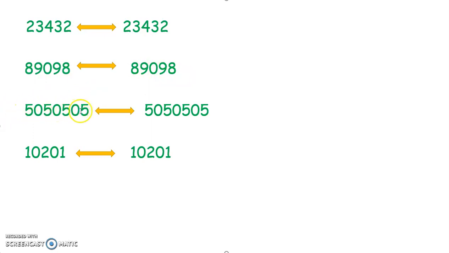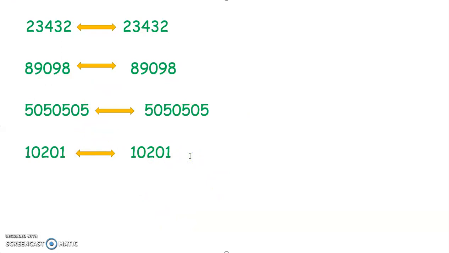5, 0, 5, 0, 5, 0, 5. In the reverse order also, we get the same number. 1, 0, 2, 0, 1. So, all these kind of numbers are called palindromic numbers.